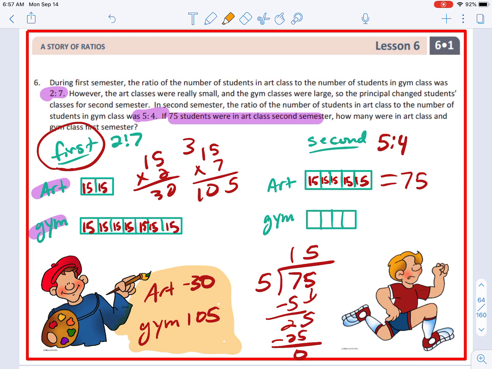Okay, hopefully you guys are getting a hang of this. All we're doing is comparing 2 different ratios and then just figuring out what goes in each unit and then plugging it into whatever they want us to find. In this case, they wanted us to find the number of students in art and gym in the first semester using the ratio and the numbers from the second semester.